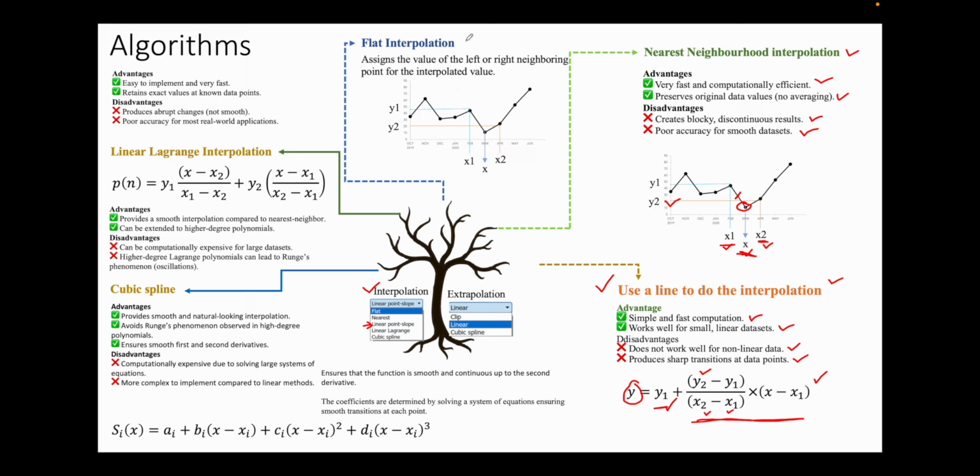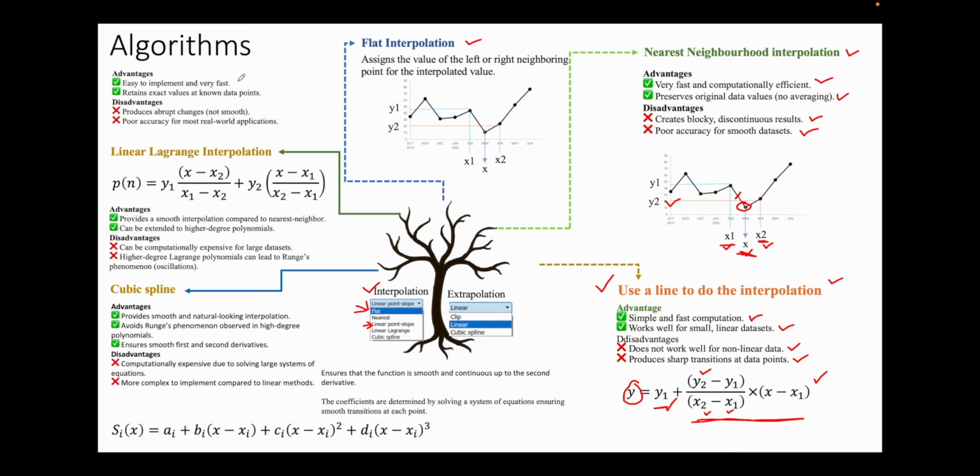Next is the flat interpolation, which is this one in the drop down menu. So if you see here, the assigned value will be assigned either from left or to right. That will be fixed, whichever way you want it to be.